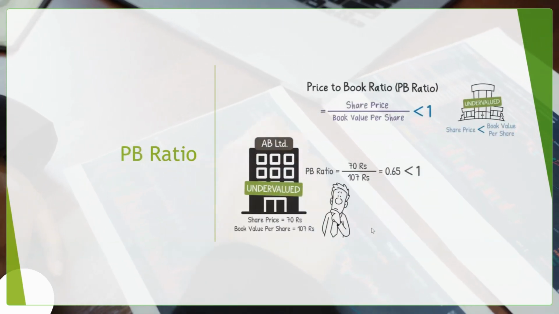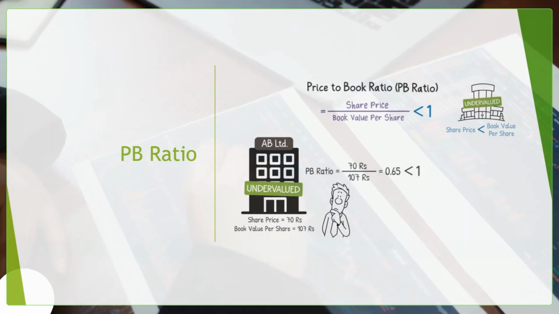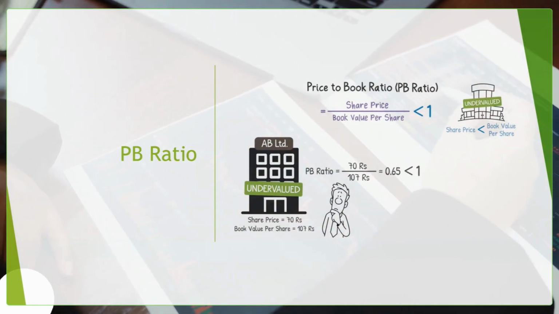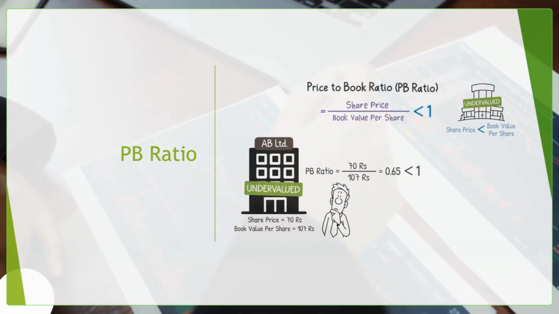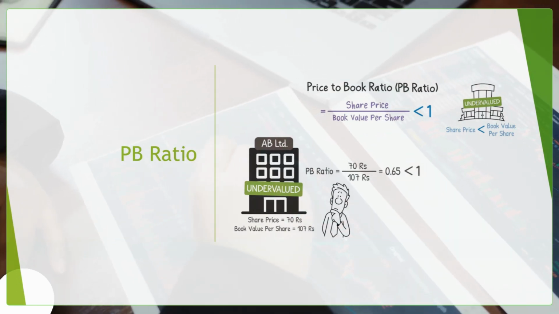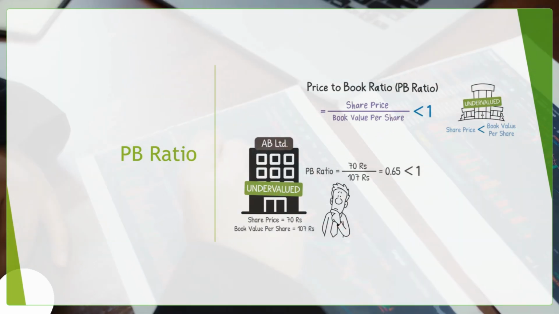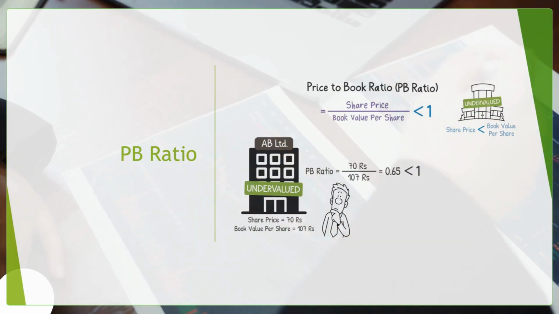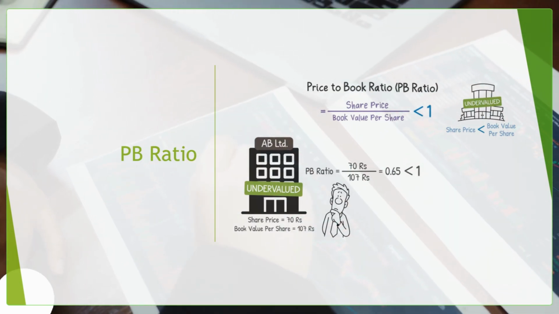Suppose the book value is such that each shareholder will get 100 rupees. If a company's PB ratio is less than 1 and the company is available at a cheaper price, that is called undervalued. Companies available at a PB ratio of less than 1 are undervalued. And among good companies, it is very rare that we get them at a lower PB ratio.